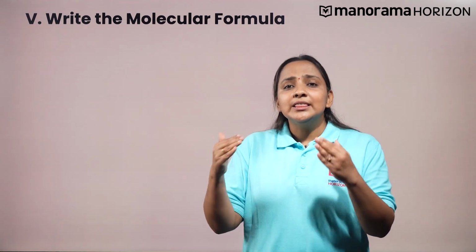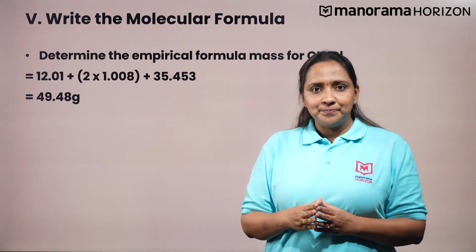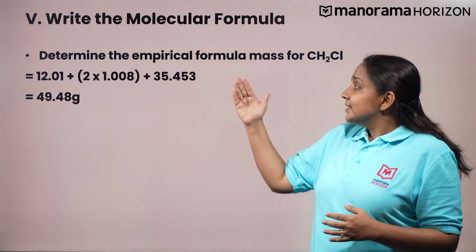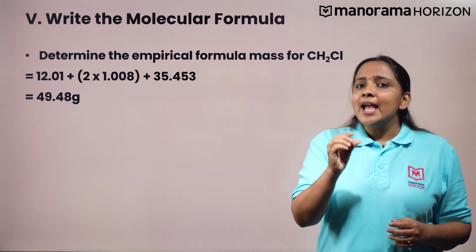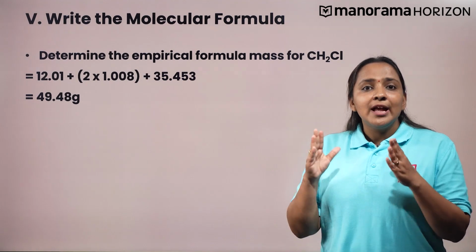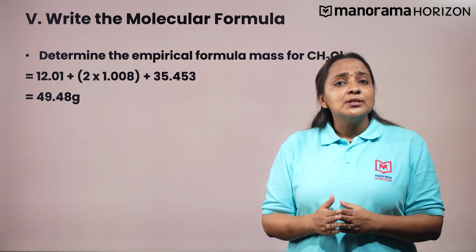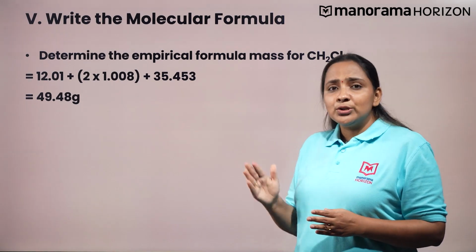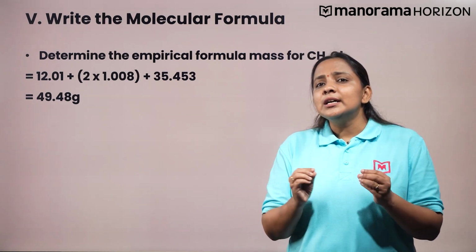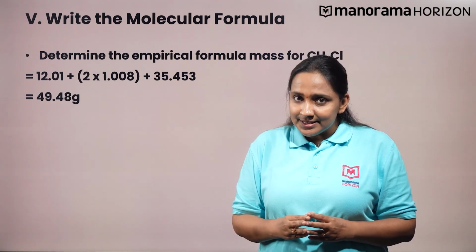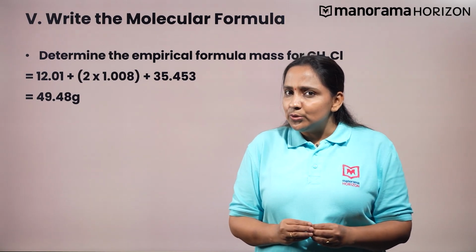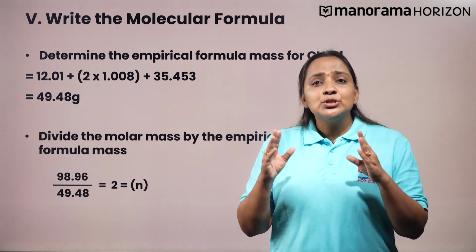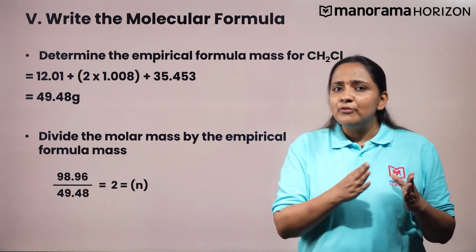There are further 3 steps for obtaining the molecular formula. Step 1. Determine the empirical formula mass for CH2Cl by adding the atomic masses of all the atoms of empirical formula. The atomic mass of carbon is 12.01, of hydrogen is 1.008 and chlorine is 35.453. Thus, the empirical formula mass is equal to 49.48 grams.